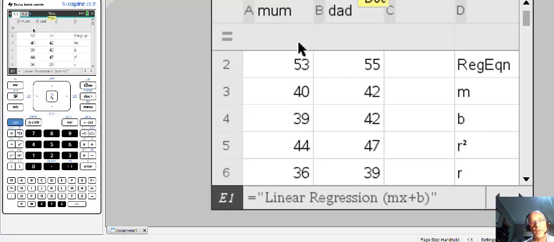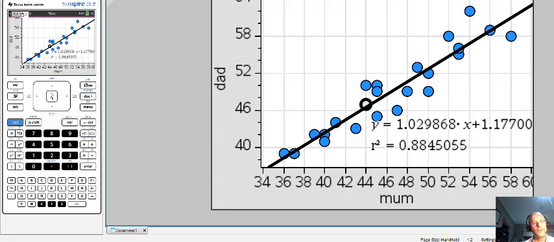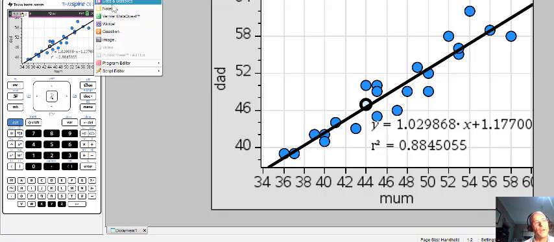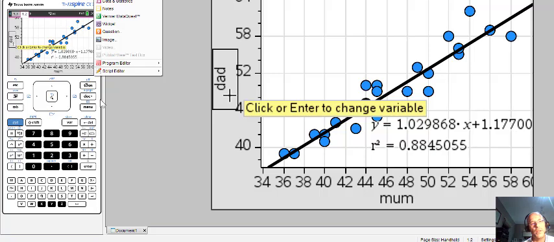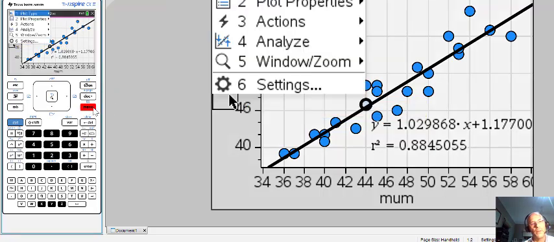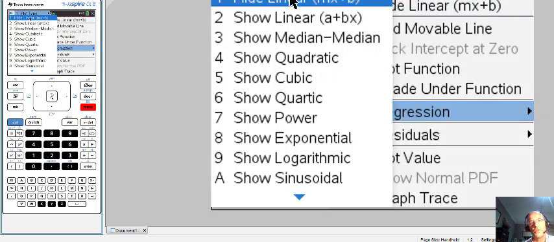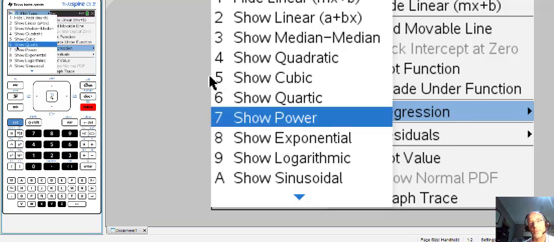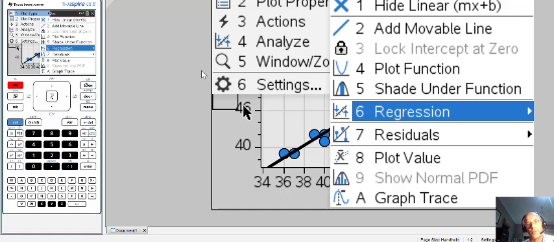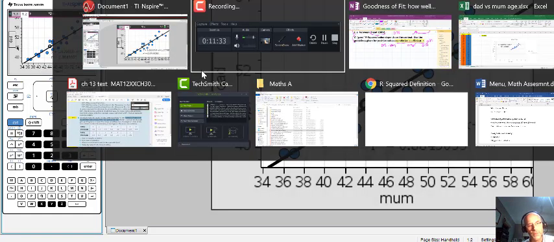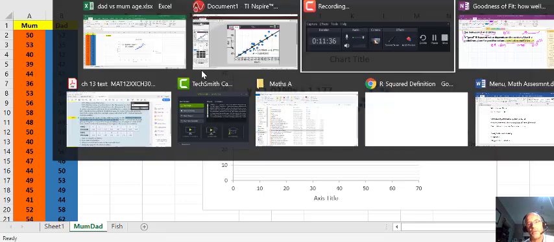Well, I've called column A mum and column B dad, and I've put that data in as before, and basically you can add a statistics graph, which is data and statistics, the pink icon, and it will give you this here, provided you go into analyze by hitting the menu and hit regression, and I would choose the linear mx plus b, and r squared tends to pop up at the same time. Alright, and again we get the same value as we did, 0.8845.